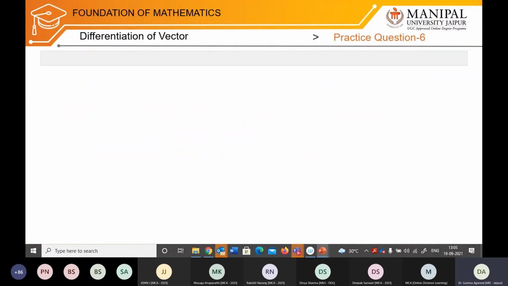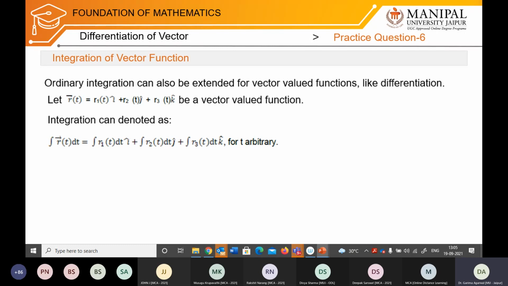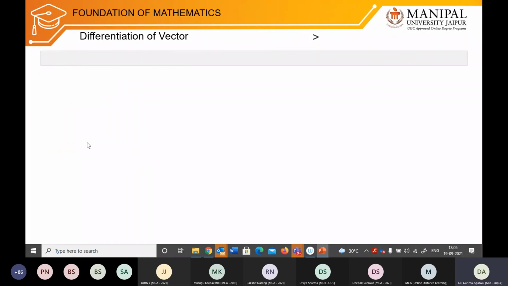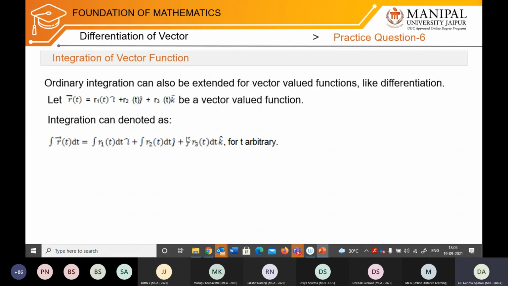So the next is integration of vector. It is like differentiation. If I need to find the integration of the vector, I'll integrate all the terms separately: integration with respect to i cap, then integration with respect to j cap, and integration with respect to k cap, right? Integrate all three terms separately.